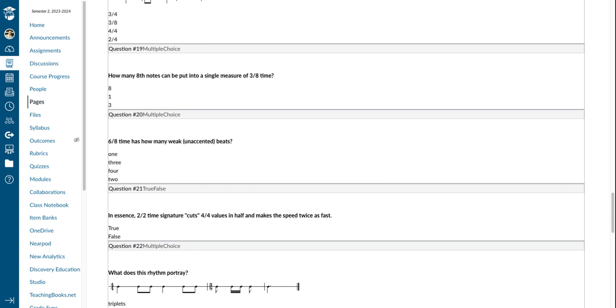How many eighth notes can be put into a single measure of 3/8 time? The answer is 3. But we didn't really go over that too much, so I think I gave you guys that one.